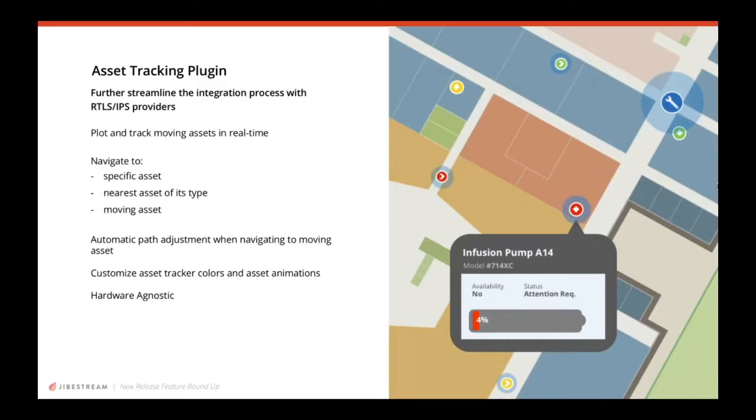On top of actually putting your assets on a map, our SDKs can customize the look of the assets on the map. So you can change the color, the stroke width, you can change the confidence circle around each asset. And I mentioned this before, but as always, we're hardware agnostic. So if you're already working with an RTLS or IPS provider, we can definitely work with them to make sure that we get your asset data on our maps.